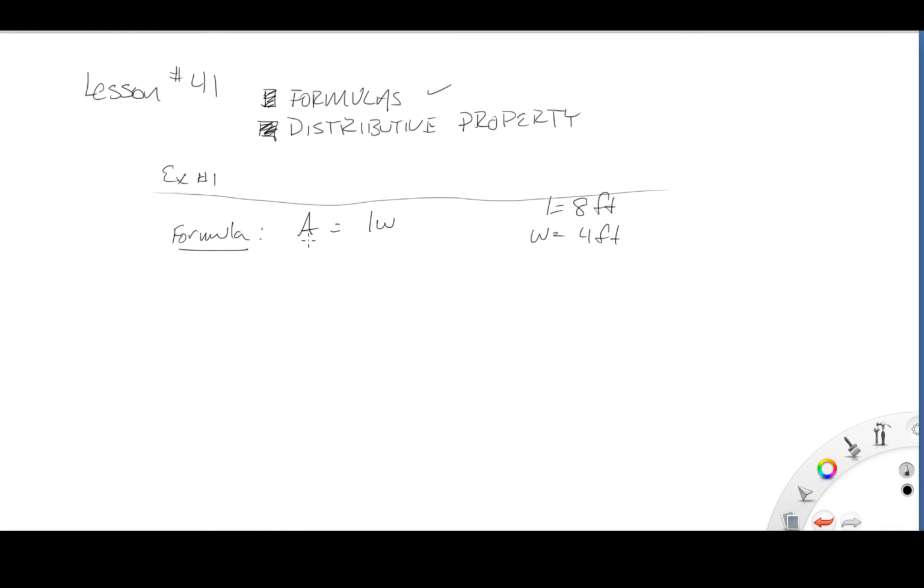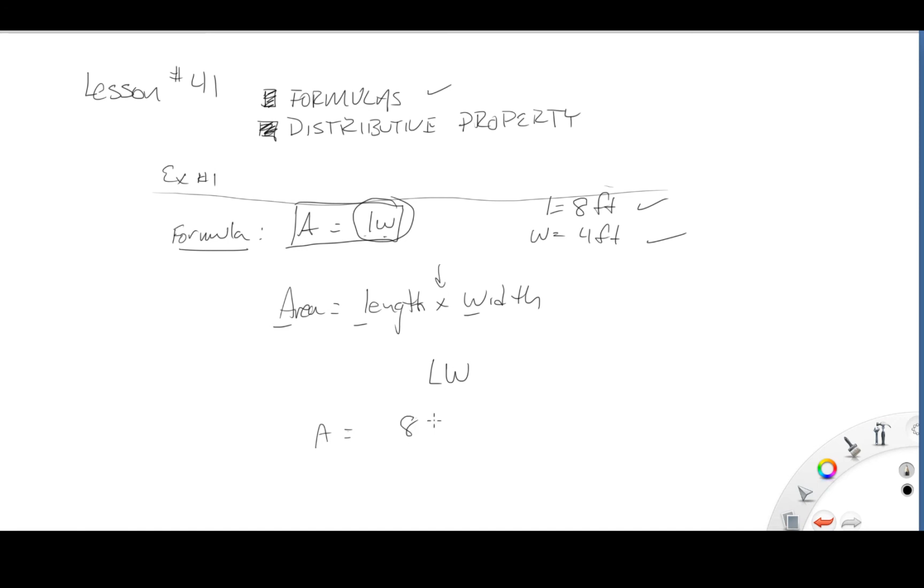Basically, a formula is a statement with letters. And capital A, an L, and a W really means area equals length times width. Hence the A and the L and the W. Okay? So if my length is 8 feet and my width is 4 feet, what are these two terms doing? L and W next to each other is literally being multiplied. So area equals length times width.